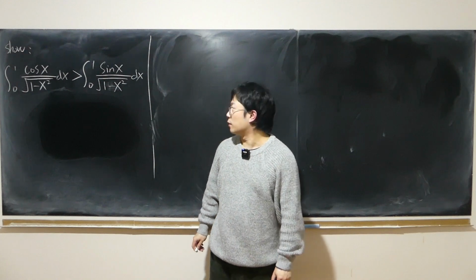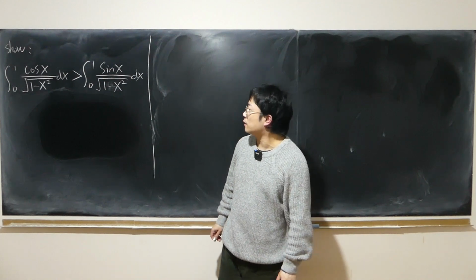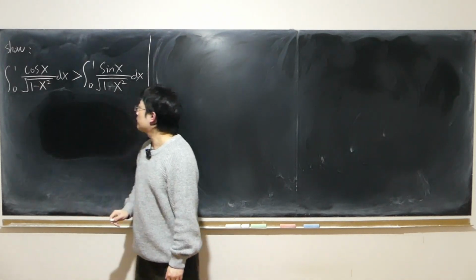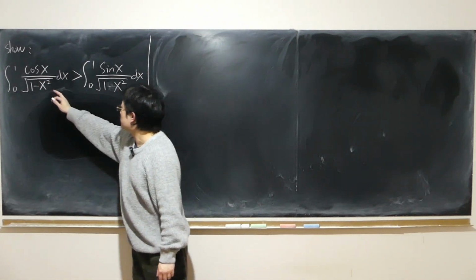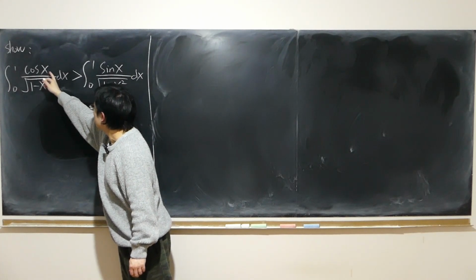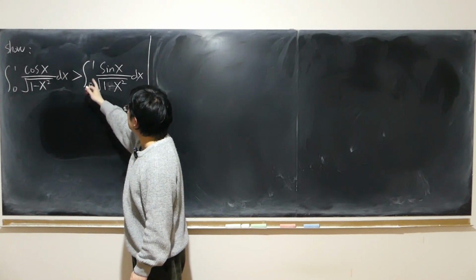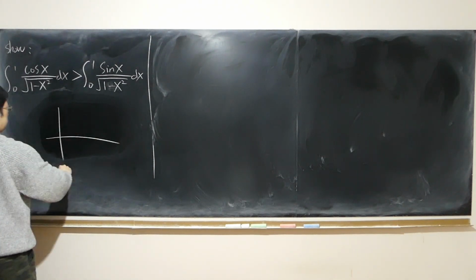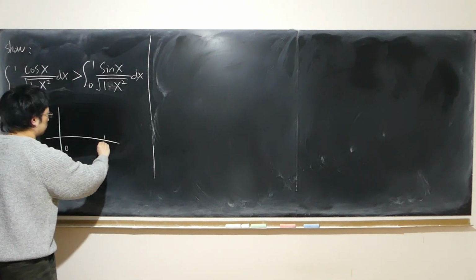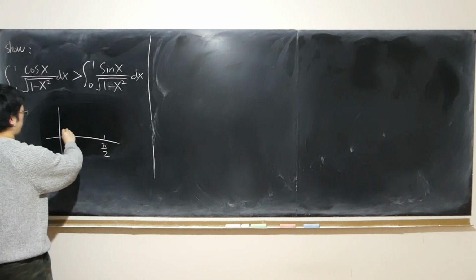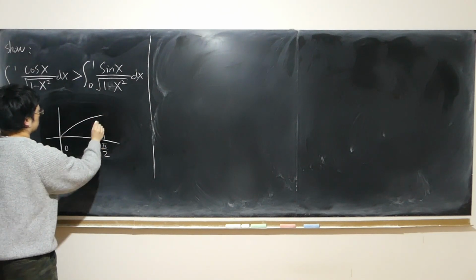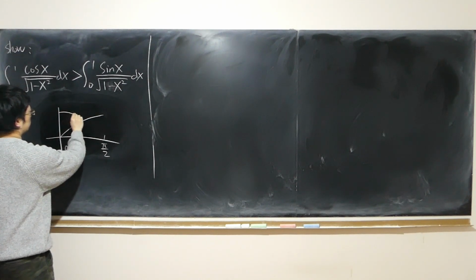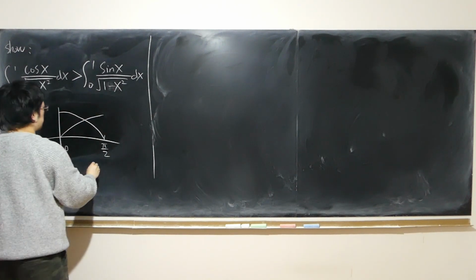To show this inequality is true, can we perhaps show that the inside integrand is somehow bigger? We notice the bottom is the same. Can we compare cosine and sine from 0 to 1? From 0 to half pi, that's the graph of sine, and that's roughly the graph of cosine.